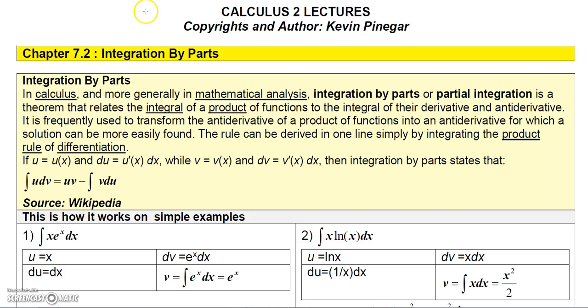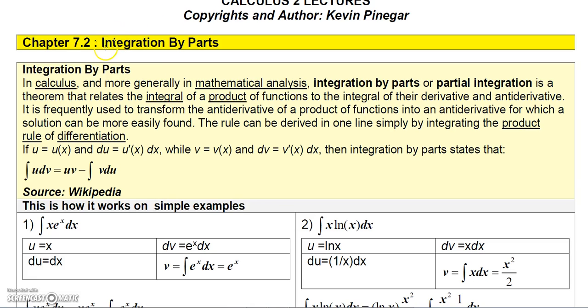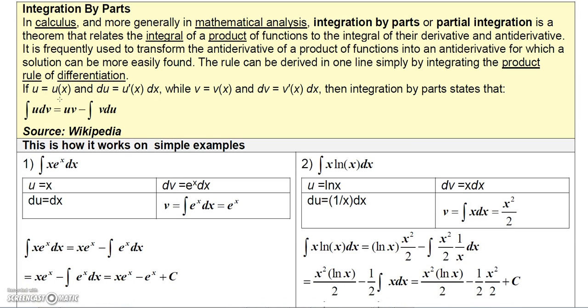Hello again. In this lecture we're going to talk about integration by parts. Now if you'd like, you can freeze the video and read this definition for integration by parts, but I'm just going to go ahead and tell you what we're going to have here.